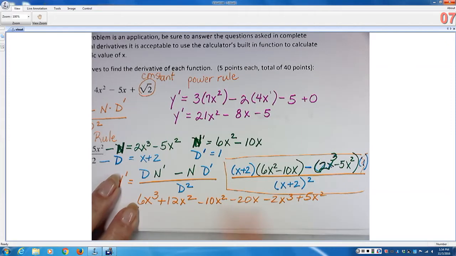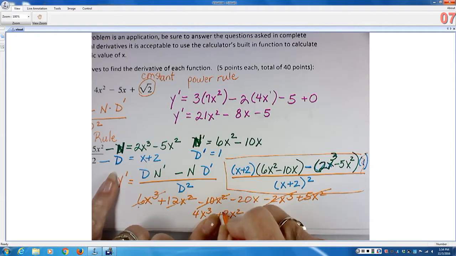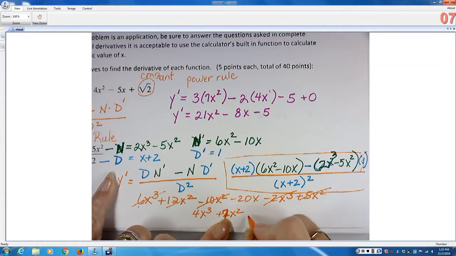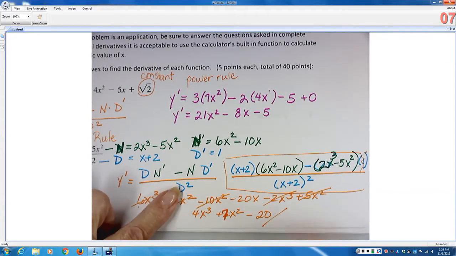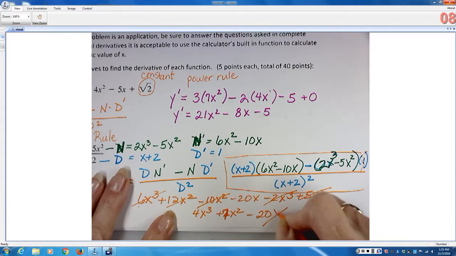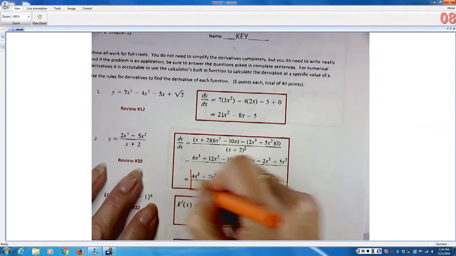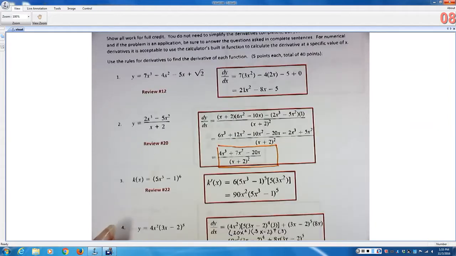Now if I clean this up, 6x cubed minus 2x cubed is 4x cubed. 12x squared minus 10x squared is plus 2x squared. And 2x squared plus 5x squared would make that 7x squared. And we have a minus 20x here, and that's all divided by x plus 2 squared. Now, I would not have gone any further than that if I were you. And that's actually how it was left on the test key. It's exactly the same as what that last step is.